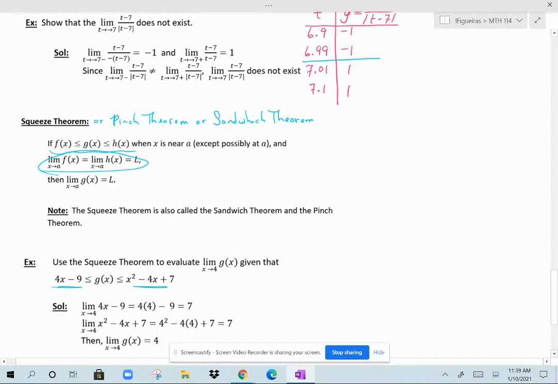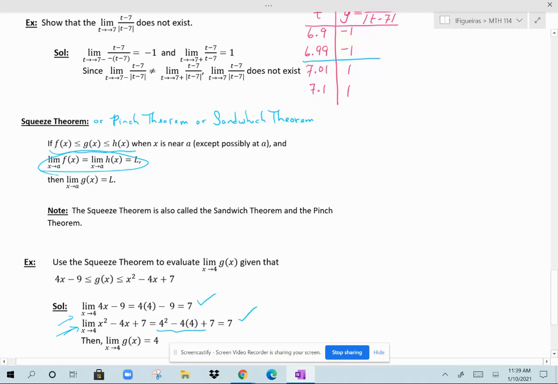So the limit as x approaches 4 of 4x minus 9, well, that's a linear equation. 4 is in the domain. I can just apply direct substitution. So that gives me a value of 7. I do the same thing for the function that's above it. Again, this is a quadratic function, all real numbers are in the domain, so I can just apply direct substitution and I again get 7.